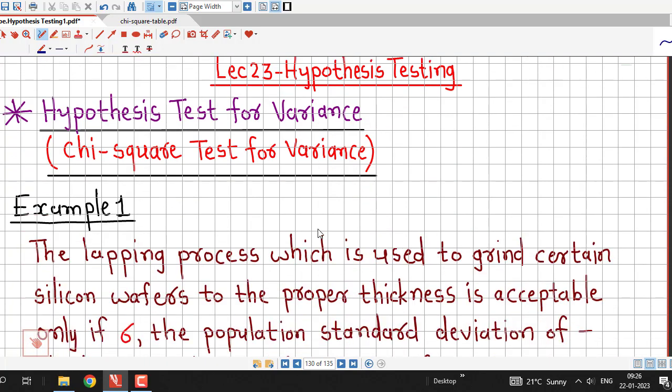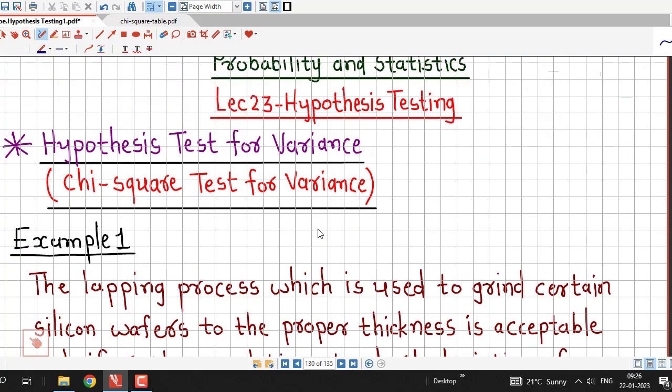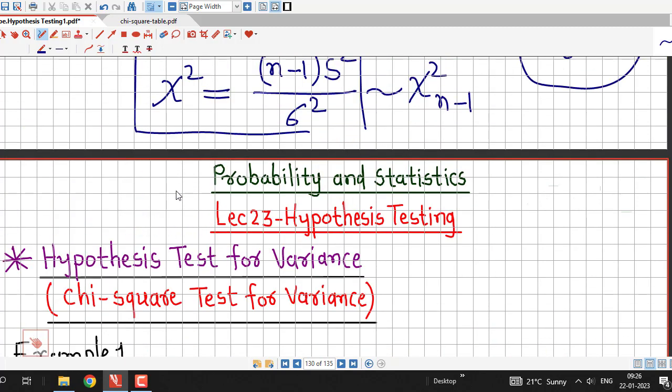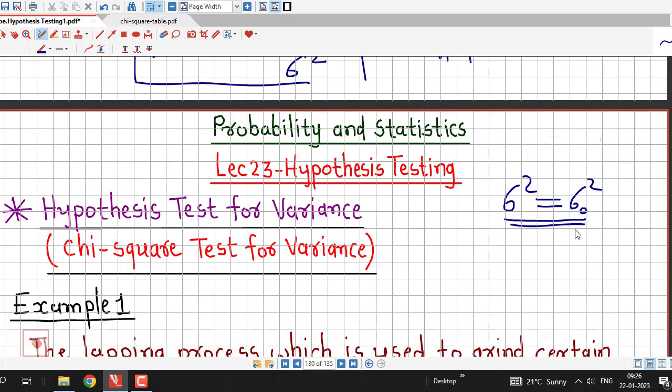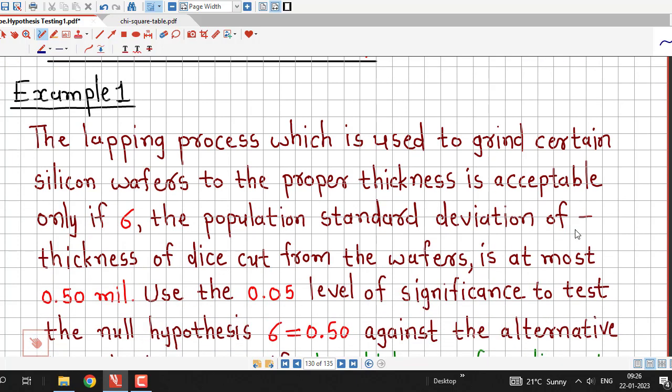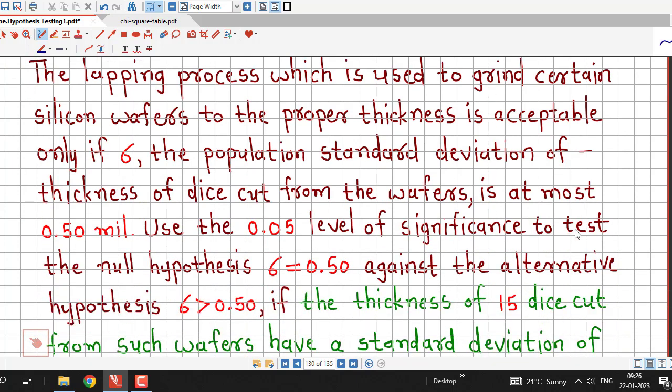Today we will discuss this example on how to conduct chi-square test for population variance. So in short, we are going to test the hypothesis that population variance is equal to some hypothesized value against the three possible forms of alternative hypothesis. So let's understand what this example is saying.